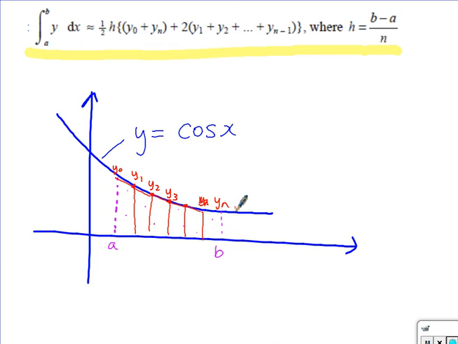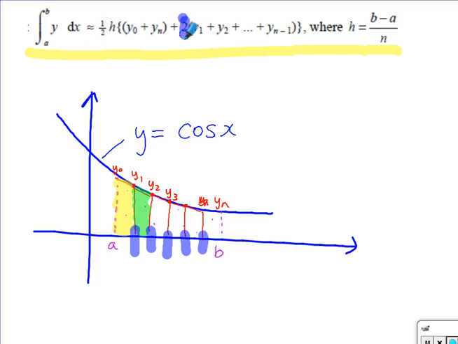When we're trying to work out the area of each trapezium, every single height, y1, y2, y3, all the way up to yn minus 1, is used in two different trapezia. So y1, for example, is used in this first one here, because it's one of the lengths of the parallel sides, and it's also used in the green one next to it, so it's used twice. Every middle value of y is going to be used twice, and that's why we've got this 2 in our formula there.